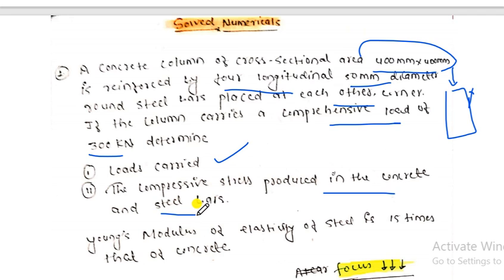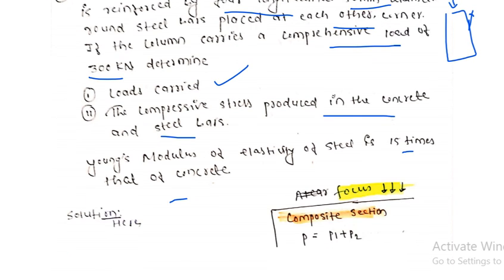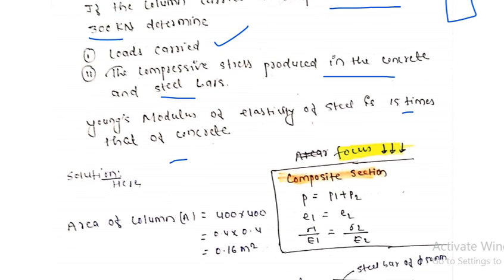So here the Young's modulus of the steel is given as 15 times that of the concrete. So it's a very easy problem. We have to calculate the load of the different sections, that is, the load of concrete and the steel. Similarly, the stress induced in concrete and steel. So we have to calculate all these things, and it is very relevant to our practical life. So let's understand the concept.